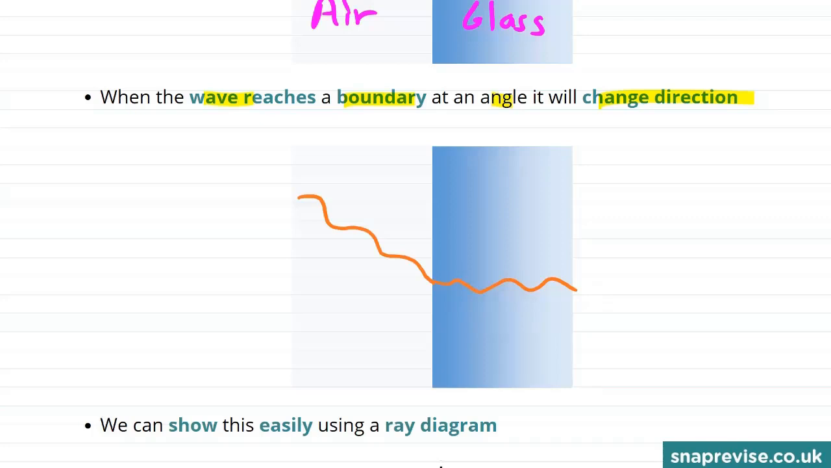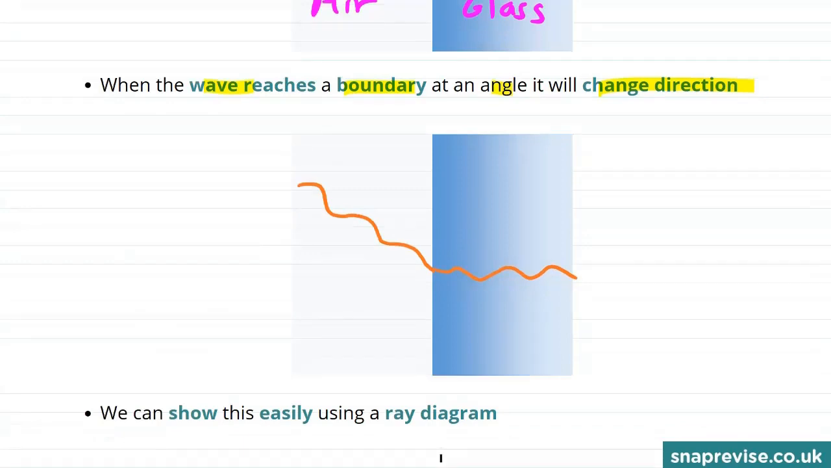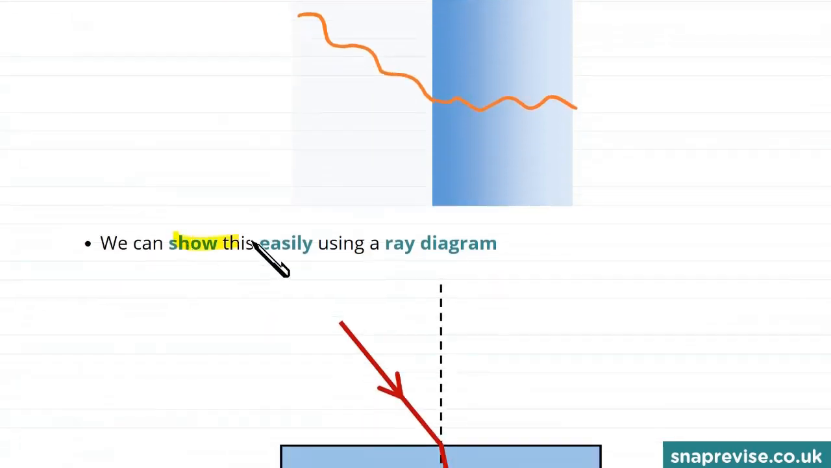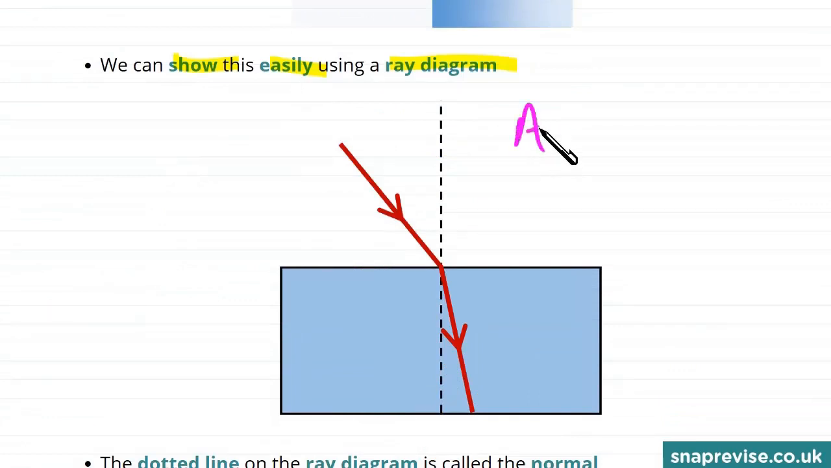The kind of wiggly lines help you to remember that what you're talking about is a wave, but they make it harder to work out some of the maths, some of the numbers. So let's instead show the same situation, but let's do it using a ray diagram. So let's imagine this is air here and this is glass. And let's just see how much more simple this picture is and how much clearer it is.